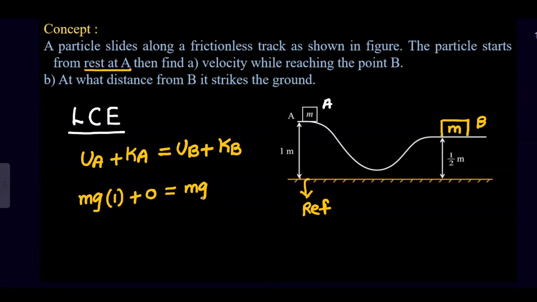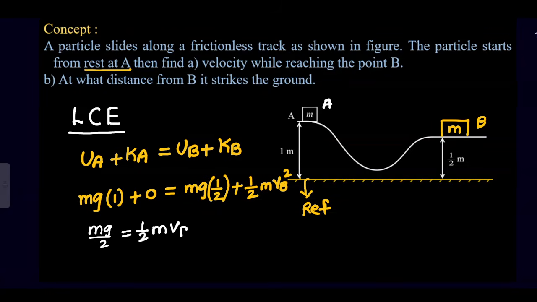So that is mg, it is above the reference only, so the height is 1/2. And it has some velocity, so the kinetic energy is 1/2 m vB square. vB is the velocity at point B, which we need to find out. If I bring this to this side, it will come as mg/2, which is equal to 1/2 m into vB square. So 1/2 m gets cancelled. So vB will come to be root g.